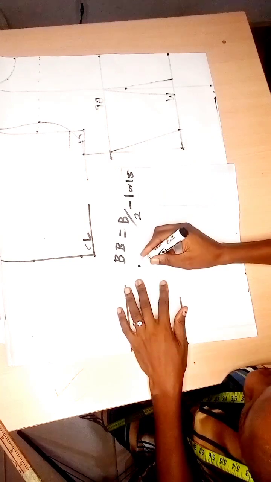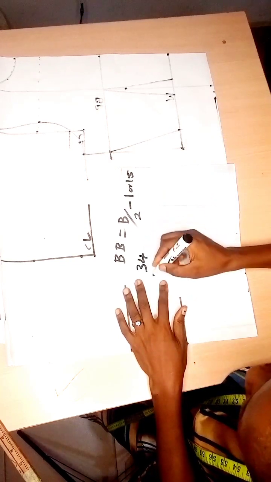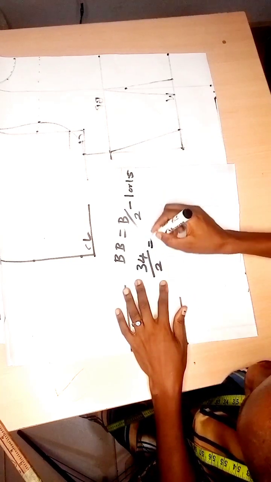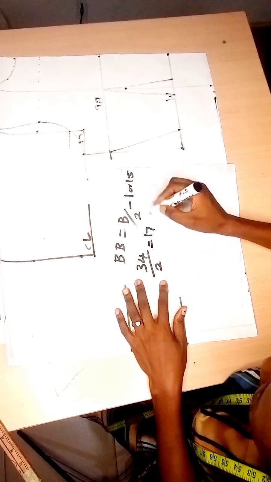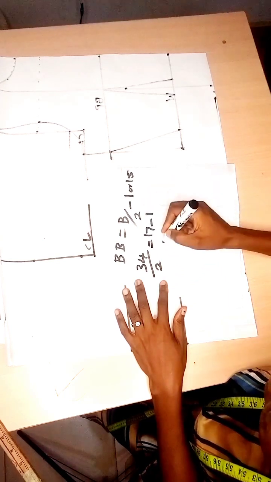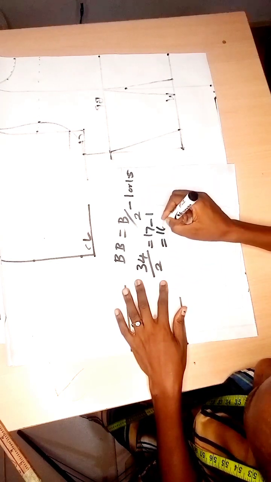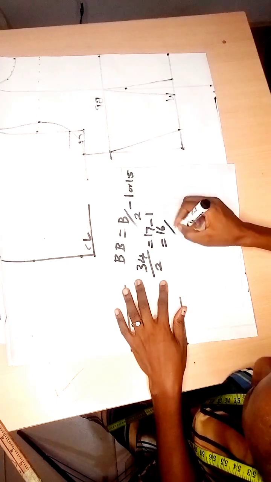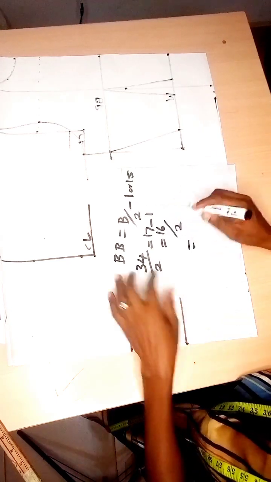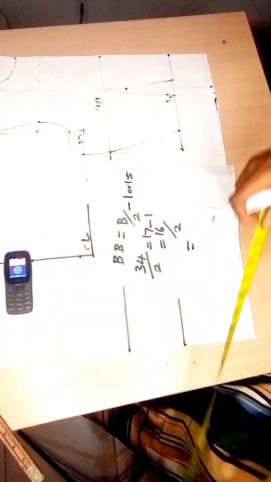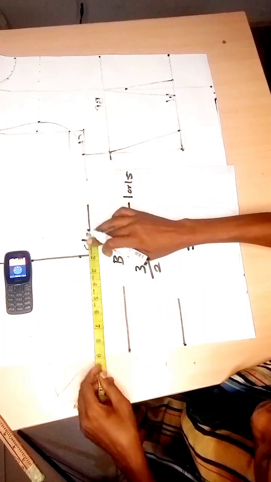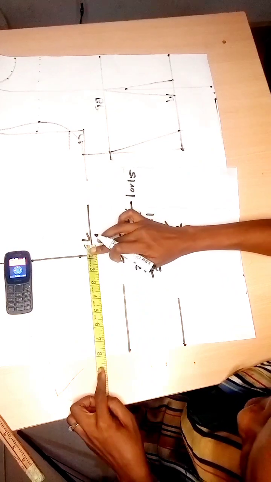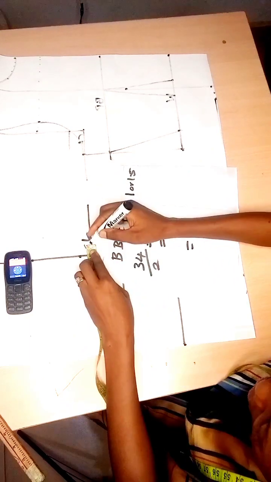So my bust is 34, divided by 2 is 17, minus 1. It's going to give us 16 inches. Now 16 inches divided by 2 is what we're going to impute here. We have 8 inches. So on our chest line, we are going to impute our bust measurement. We have 8 inches.